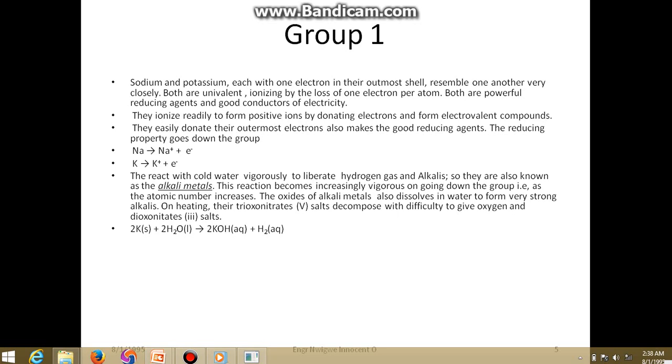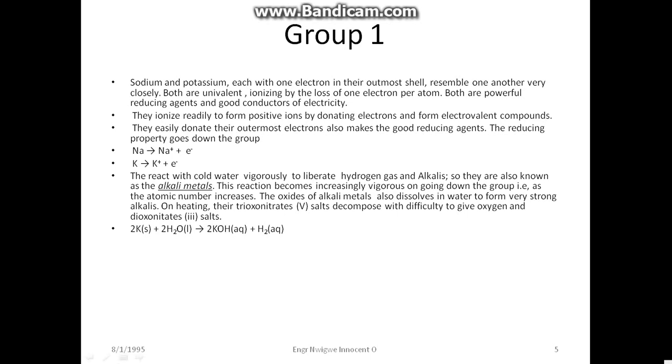Sodium plus 2 molecules of water to give 2 molecules of sodium hydroxide aqueous plus hydrogen. Sodium oxide solid plus water liquid will give 2 sodium hydroxide molecules aqueous. 2 molecules of potassium trioxonitrate will give 2 molecules of potassium trioxonitrate and oxygen.